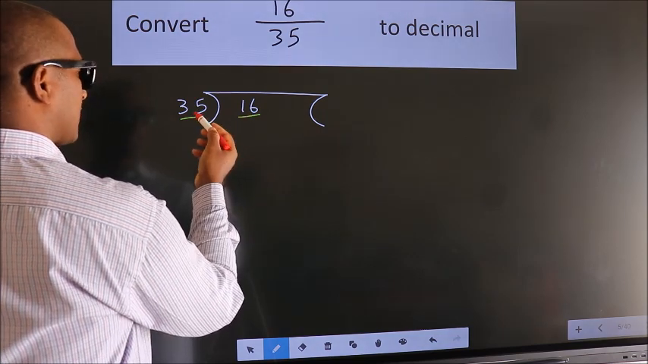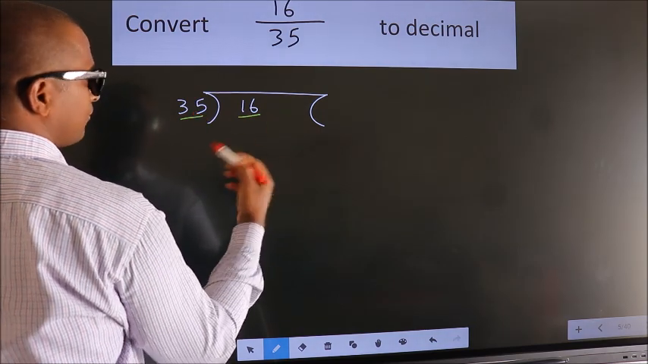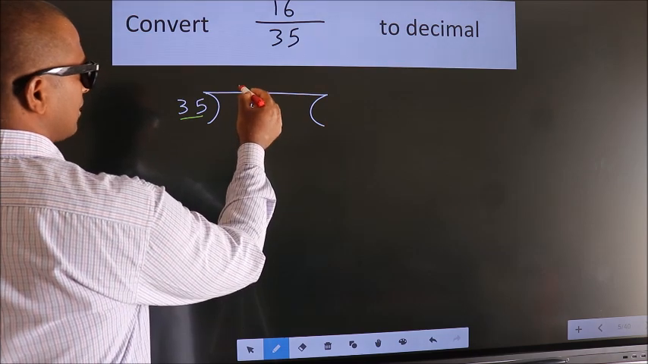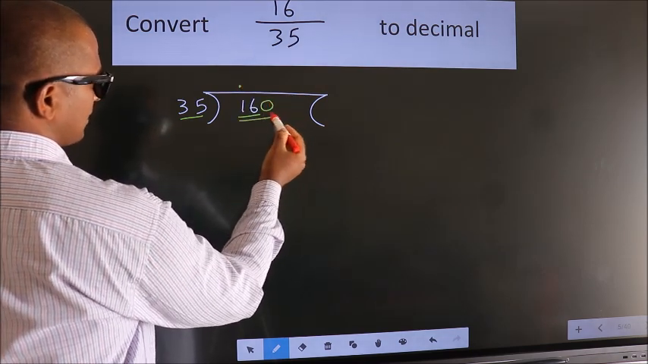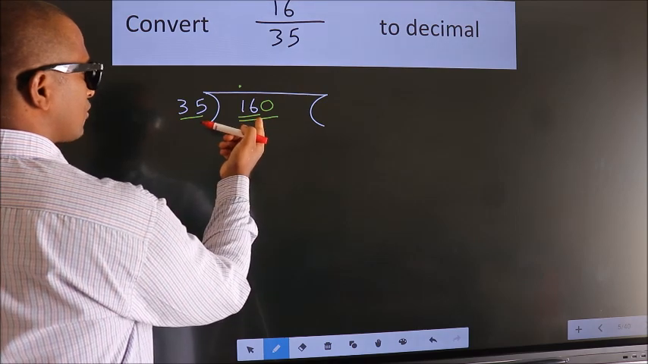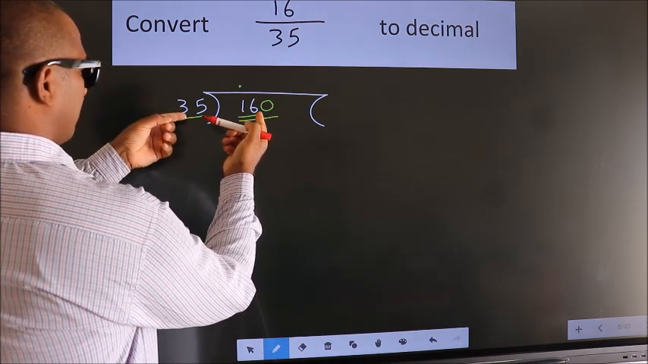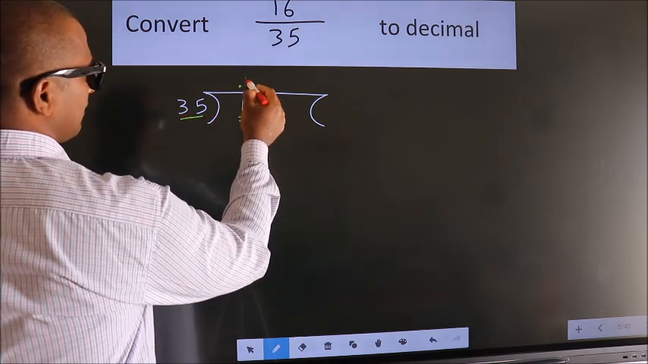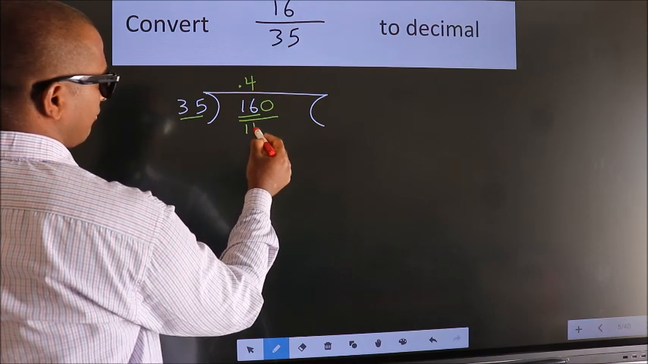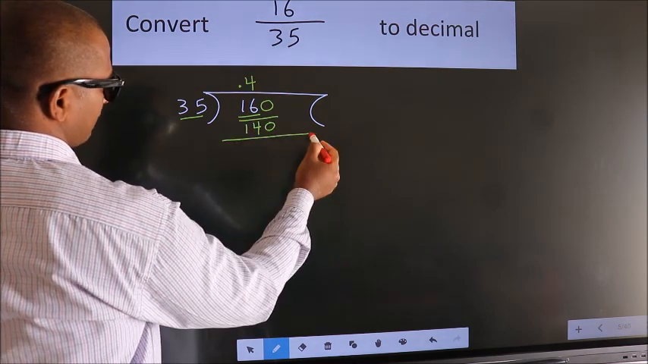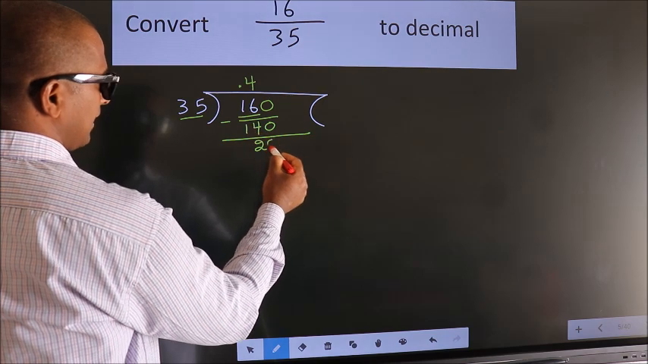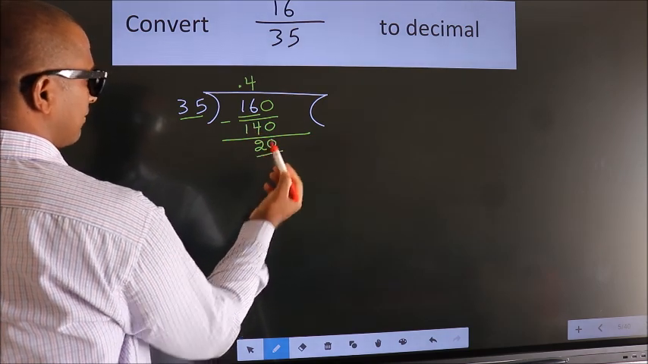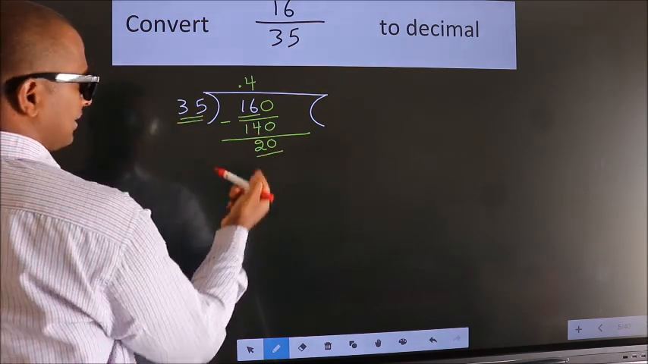16 is smaller than 35. So what we should do is, we should put a dot here, take 0 here. So 160. A number close to 160 in the 35 table is 35 fours, 140. Now we should subtract, we get 20. Here we have 20, here 35.